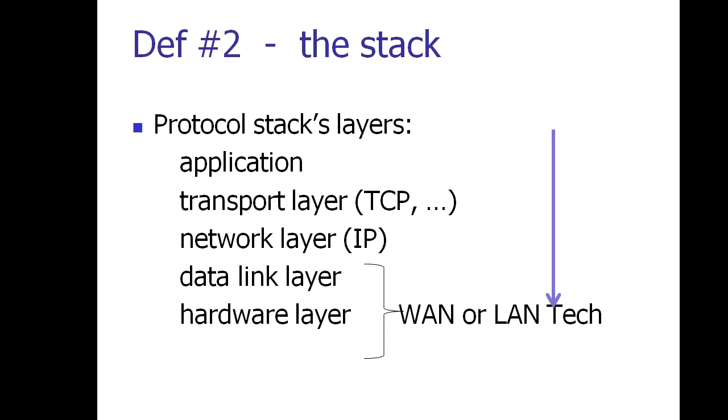And if you notice, it's a set of layers. And at the top layer is an application. It could be something like Zoom. And Zoom is going to depend on the services of the layers below. For example, the transport layer defines TCP, UDP, and a couple of other protocols. The network layer is where IP is to be found.